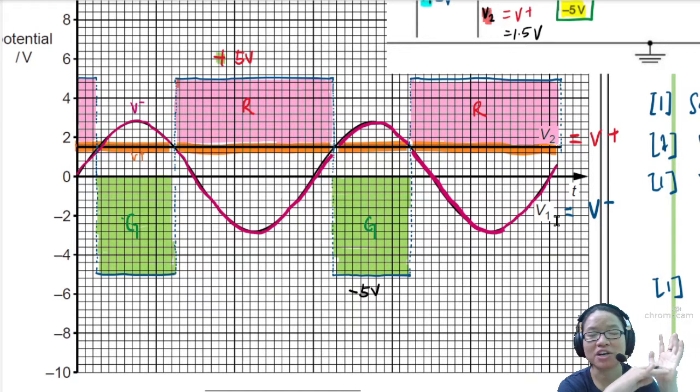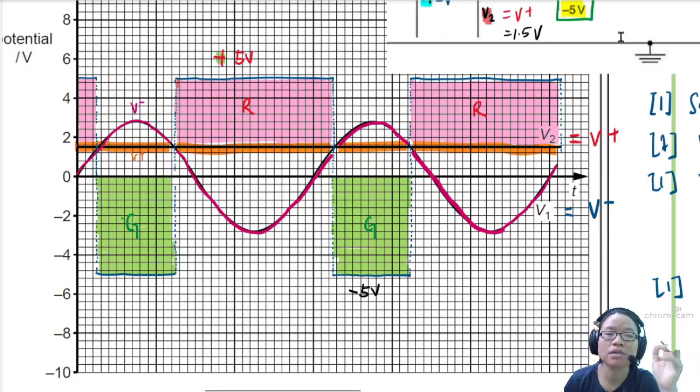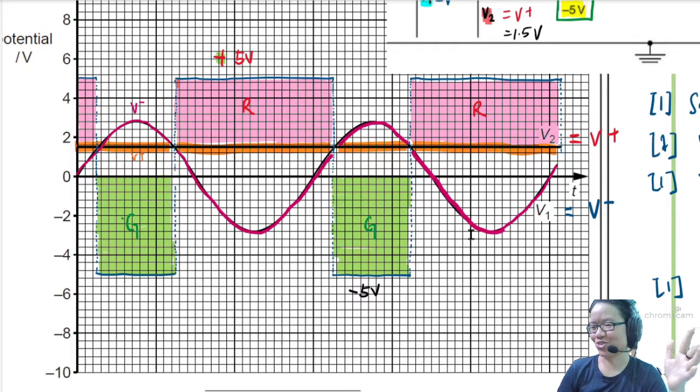So if you've ever found yourself in a traffic light and then you're waiting, you can actually hack the system. You go and find this reference potential. You flip the polarity of the battery to negative 1.5. Then the green light will be longer and the red light will be shorter. And then it will be such a troll.